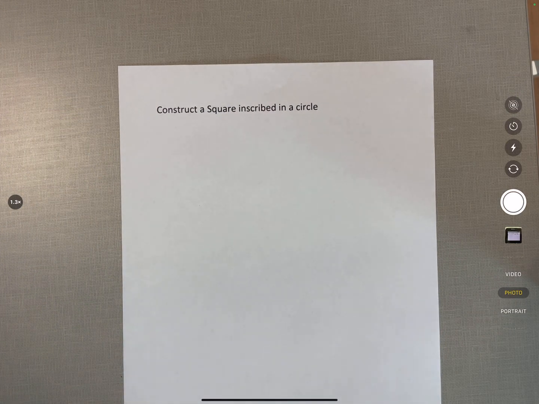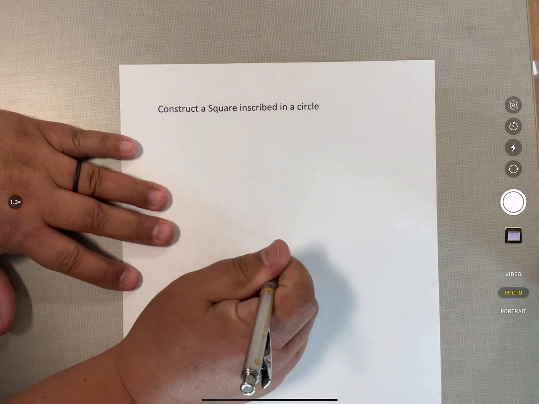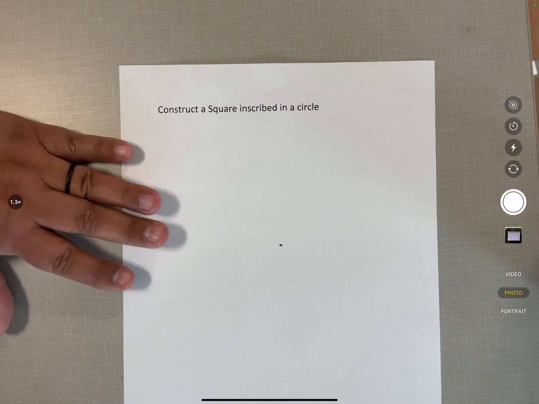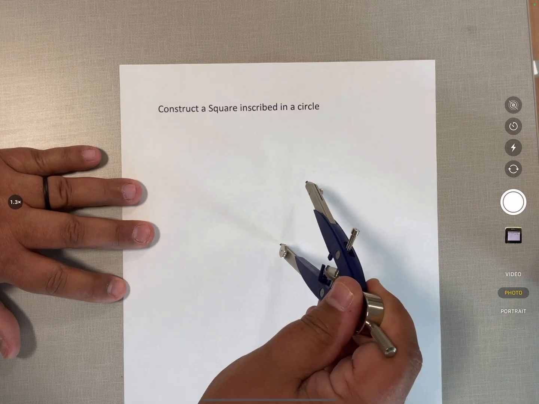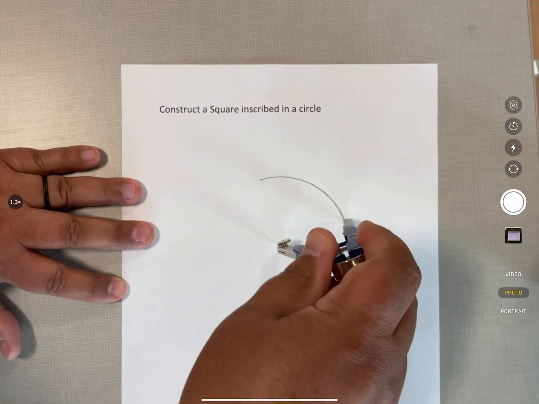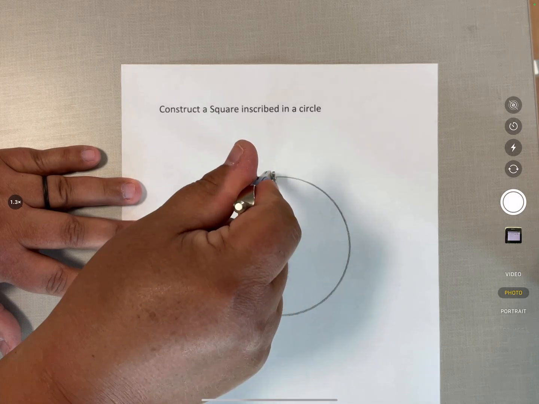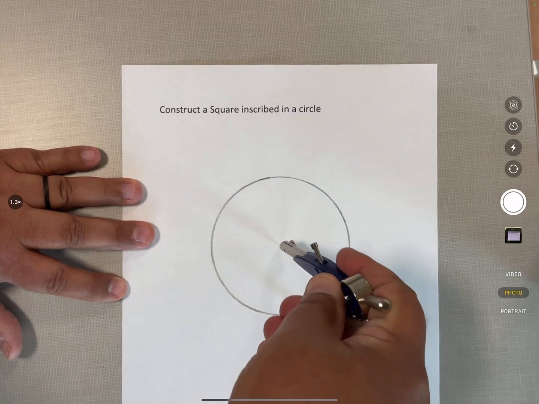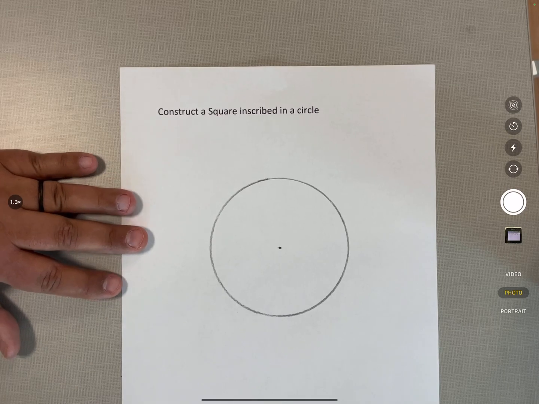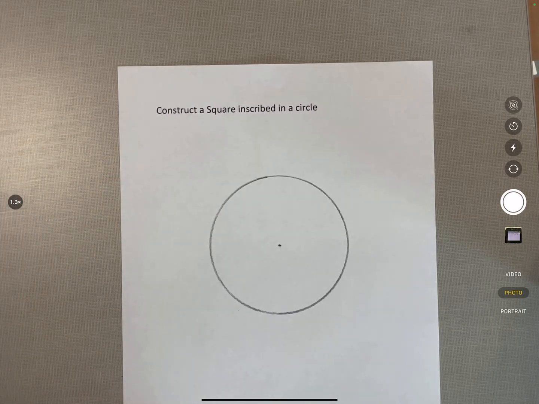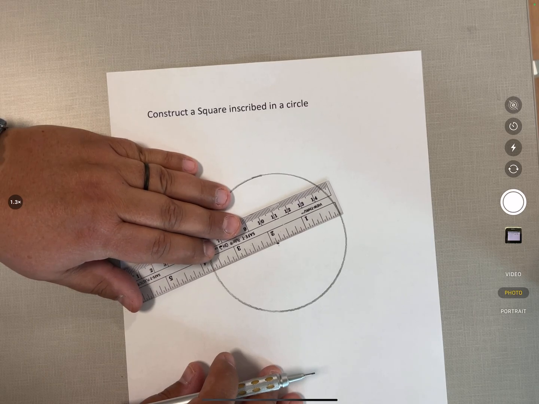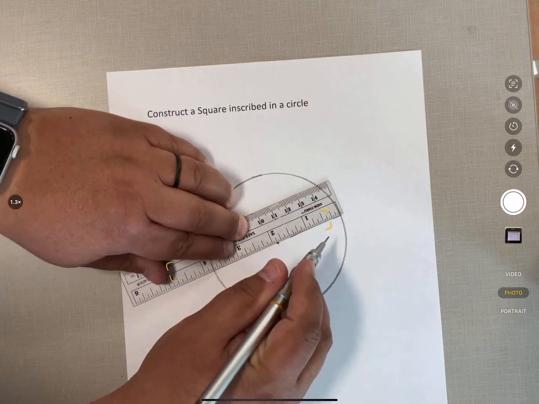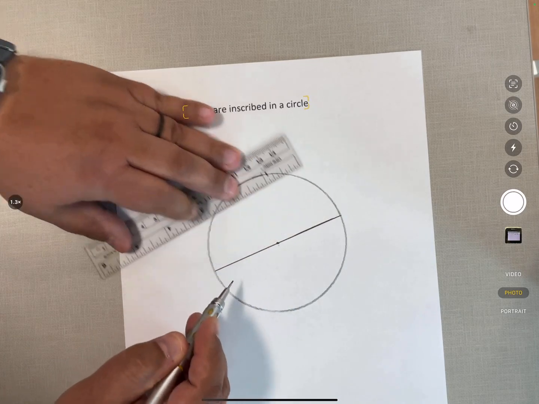To construct a square inscribed in a circle, always start with a point that represents the center of our circle, and then from there put your compass on and create a circle. At any point during the movie, pause it, try it on your own, and then press play when you're finished. Now, the property of a square that we're going to be using is this idea that a square has diagonals that are congruent and perpendicular. So the first thing we're going to draw is a diameter, which represents the diagonal to this square.